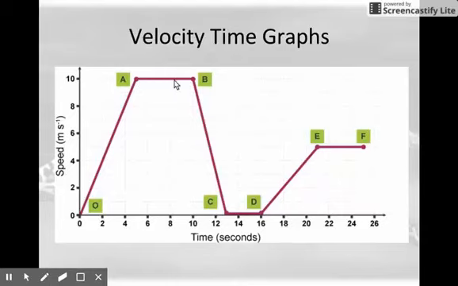So our acceleration is 0 because the slope is 0, and our speed is staying the same. So we're staying at 10. From here to here, we're at 10, here we're at 10. So our speed stays 10 meters per second.